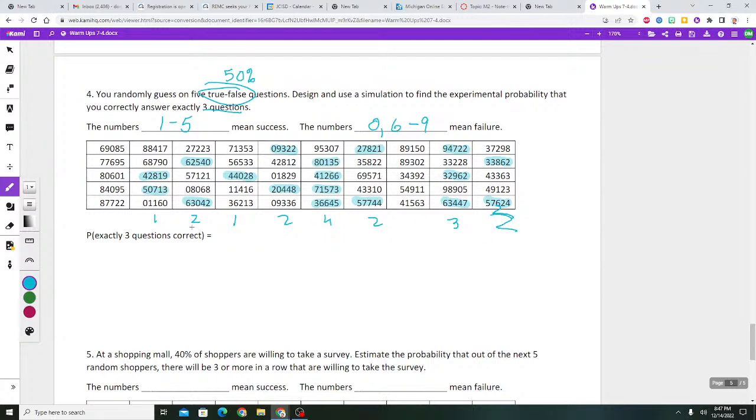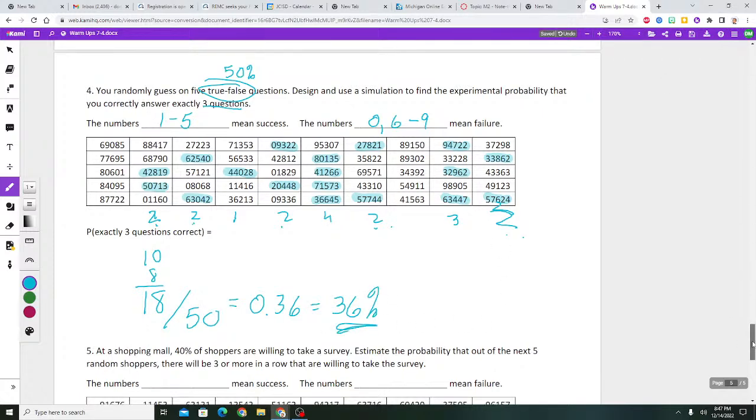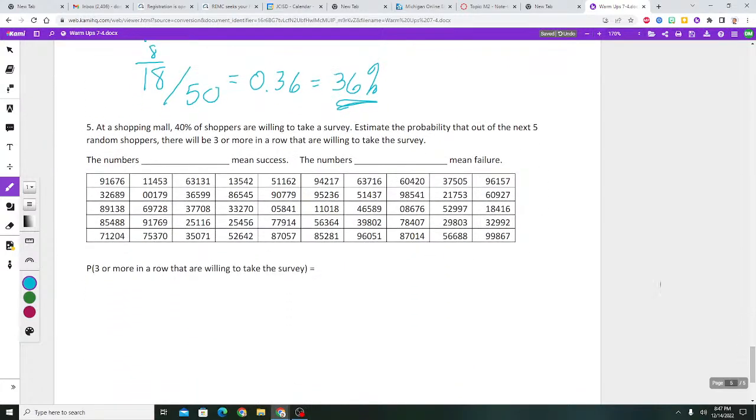So if we add these, 1, 2, 3, 4. Wait, why did I say 1? That's 2. 1, 2, 3, 4, 5. So we've got 10. And then 1 plus 4 plus 3 is 8. So we have 18 out of 50. 18 out of 50 is 0.36, and 0.36 as a percent is 36%. So our experimental probability of getting exactly 3 questions correct is 36%.